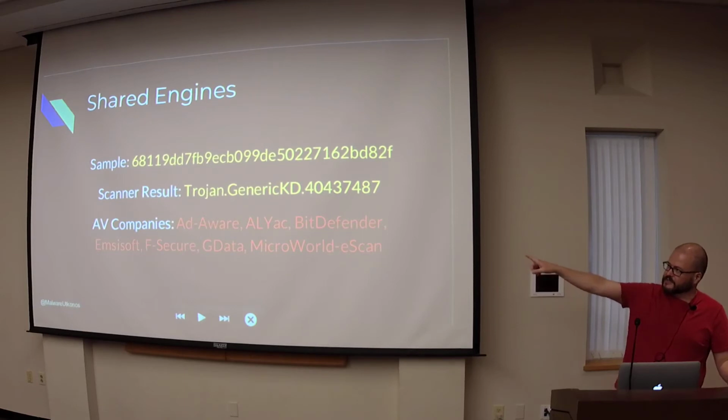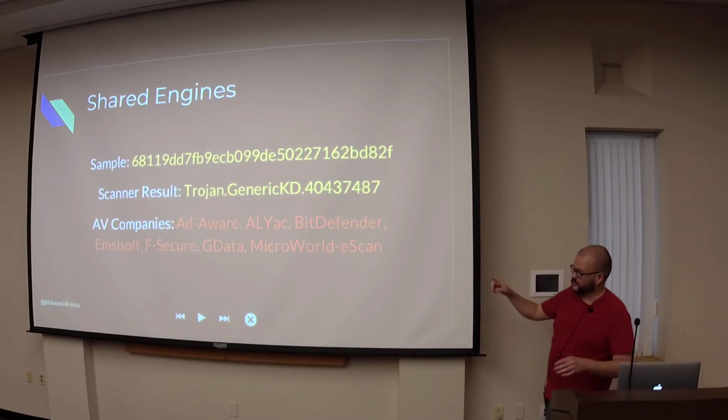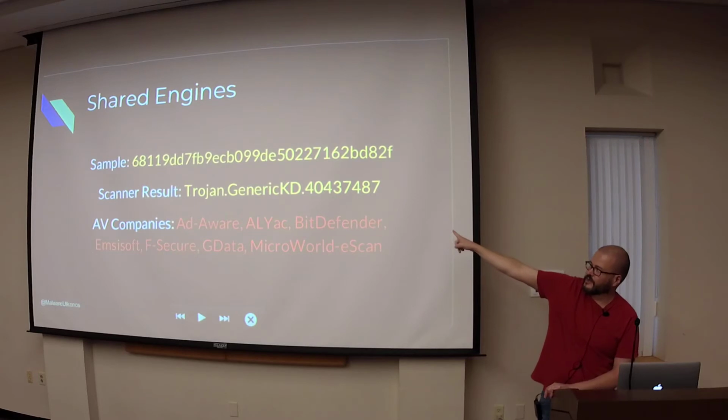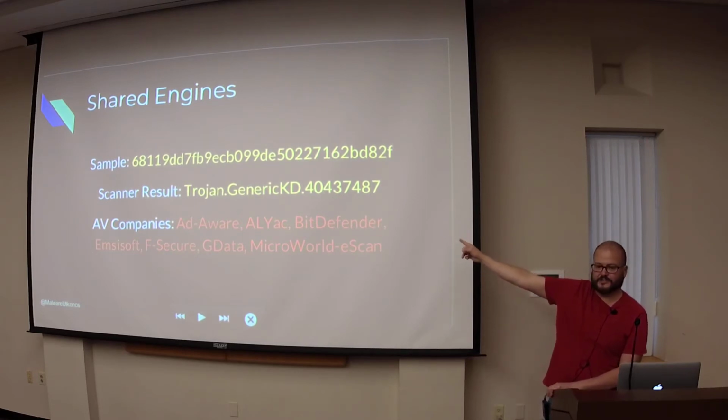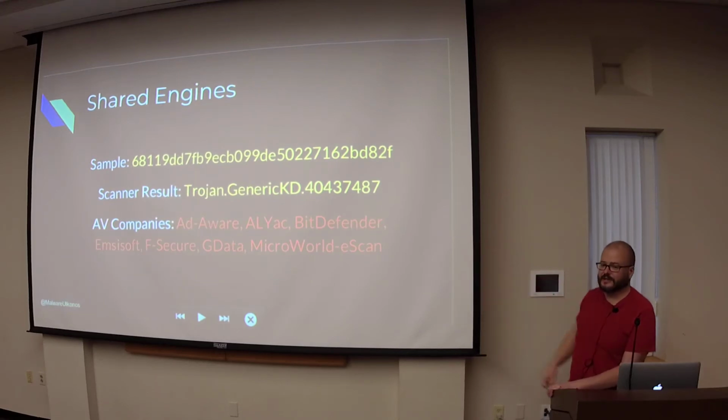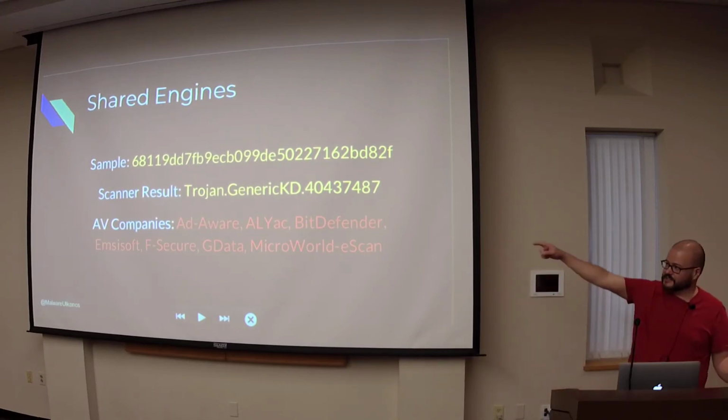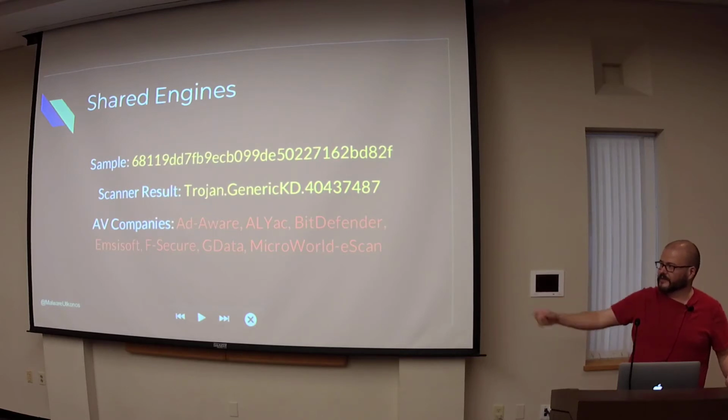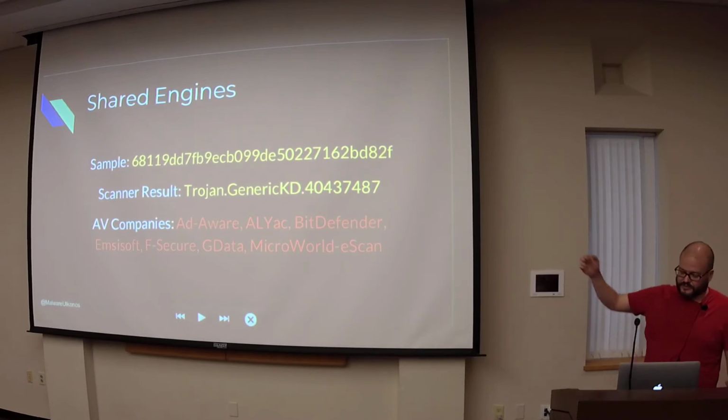So you'll see the scanner result, and this is one I just picked because it had this sort of random looking number at the end, which, from looking across the other scanners, is very unique. And so this scanner result came back from Adware, Alyac, Bitdefender, Emsisoft, F-Secure, GData, and MicroWorld eScan. So these companies, at least at this point in time, had a shared engine or components of the engine and had the same results.